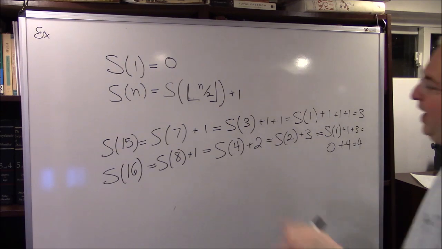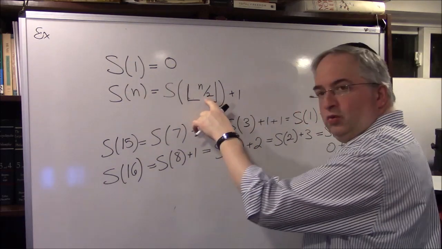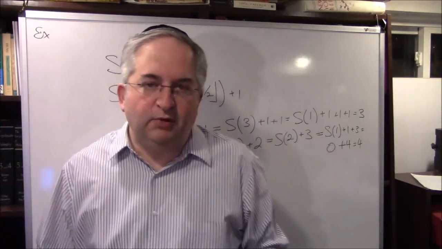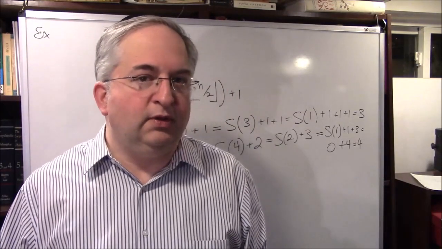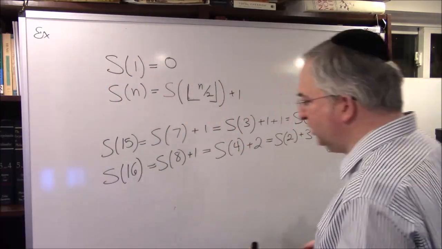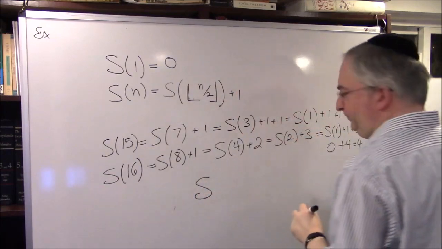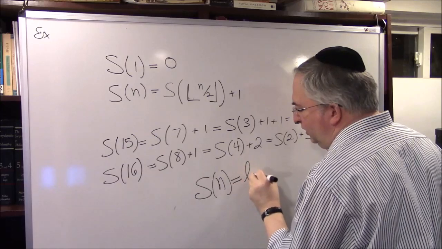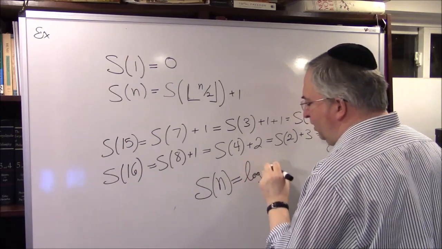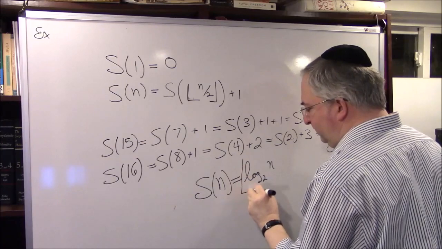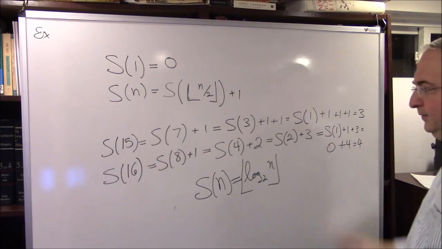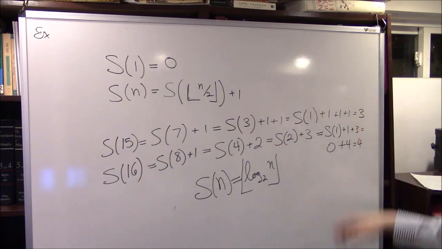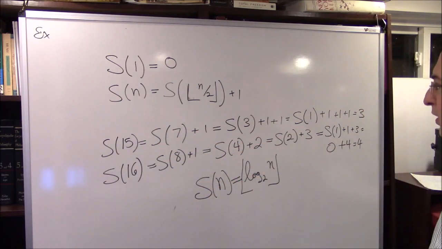What's going on? Every time I divide by 2, I'm adding 1. Now, what we're asking is the following question. How many times can I divide by 2? Well, we know this function. S of n is equal to the floor of the logarithm base 2 of n. See? I plug in 15, I'm going to get 3, not 3 point something. I plug in 16, I'm going to get 4.